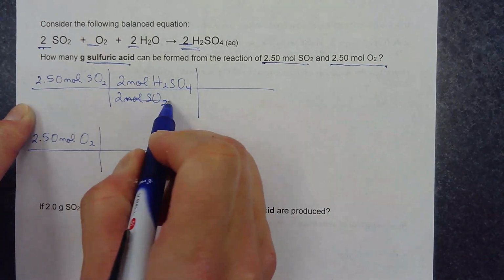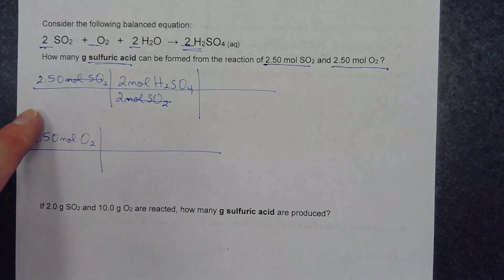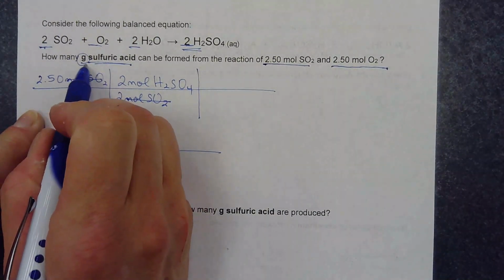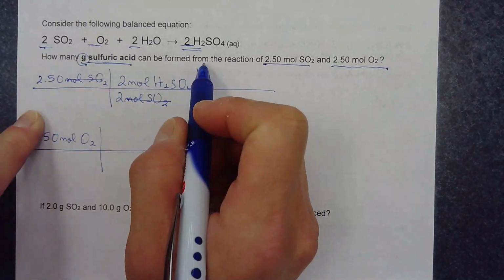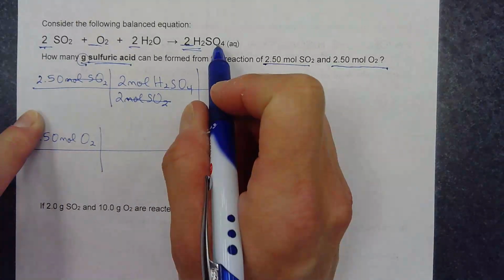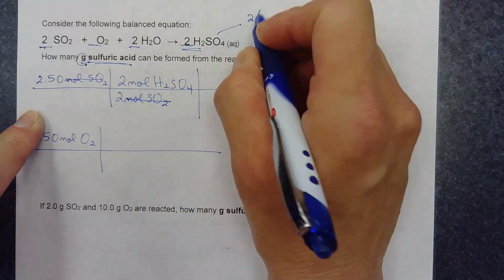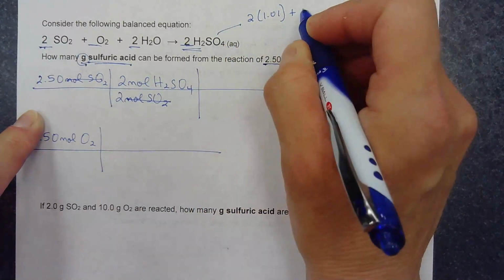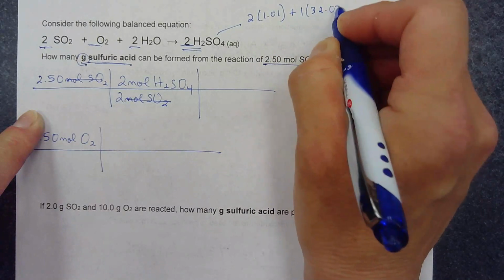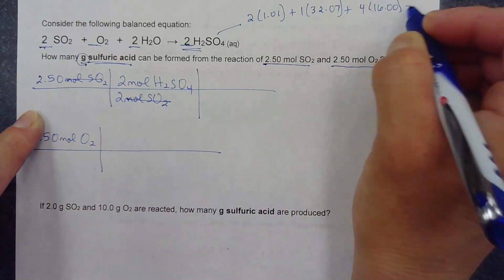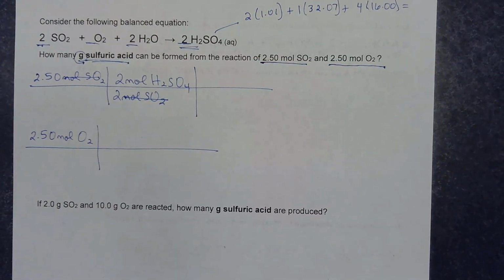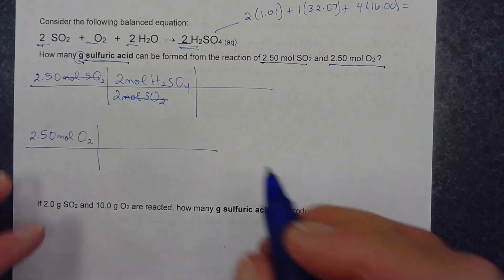All right, so moles SO2 cancel. It wants to know grams of sulfuric acid. So I didn't give it to you this time. So you have to go figure this out. So it's 2 times 1.01 plus 1 times 32.07 plus 4 times 16.00. So you've got to figure that out. If my memory serves me correctly, it's 98.09. Is that right? Yeah. Okay.